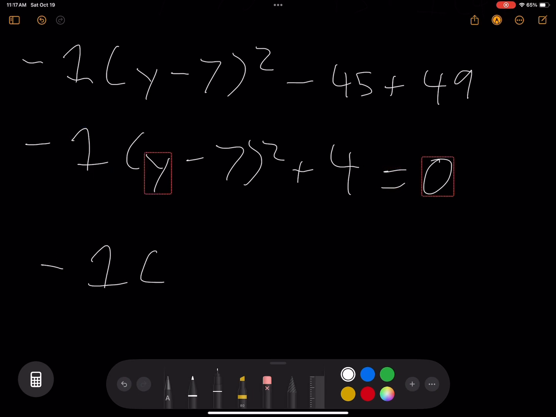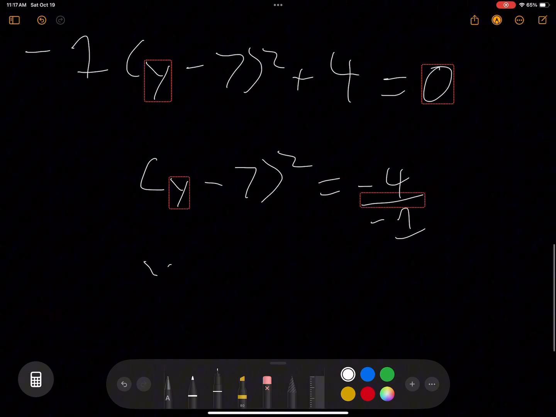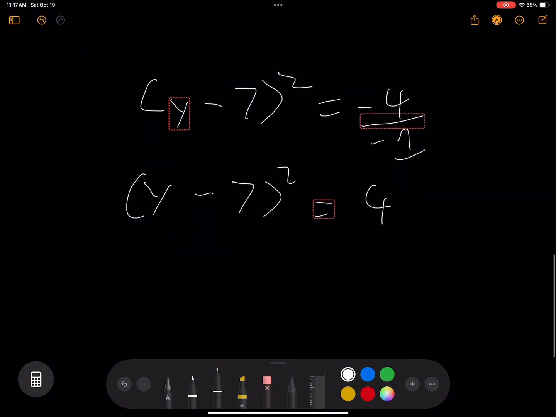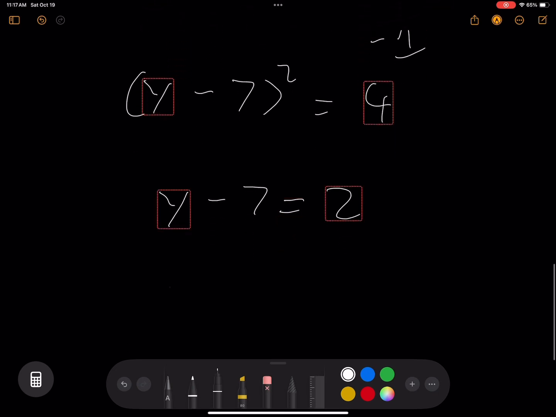Negative 1 times y, actually let's remove the negative 1. Y minus 7 squared is equal to negative 4 over negative 1, because we moved the negative 1 from the y minus 7. Y minus 7 squared is equal to positive 4. Now we're going to remove the squared. Y minus 7 is equal to the square root of 4, or plus or minus 2. Y is equal to plus or minus 2 plus 7.